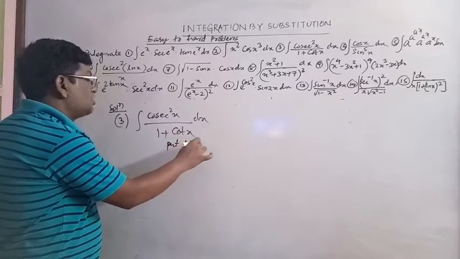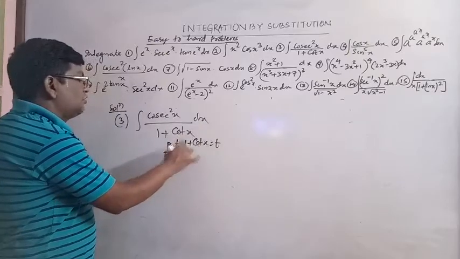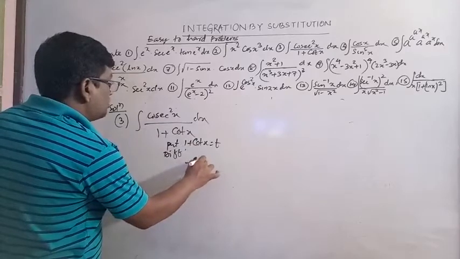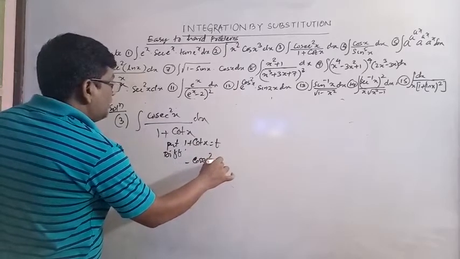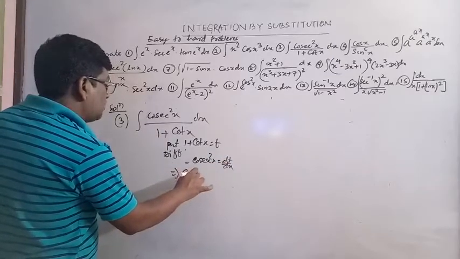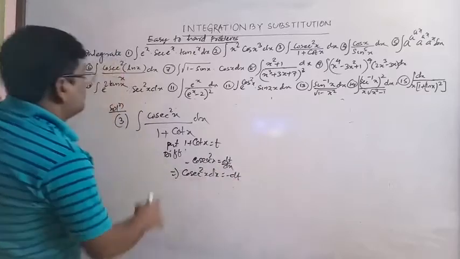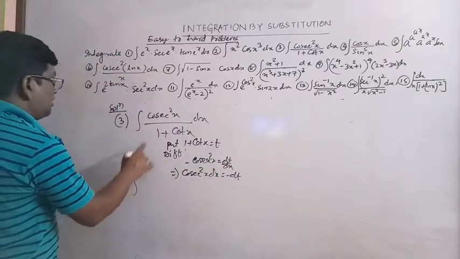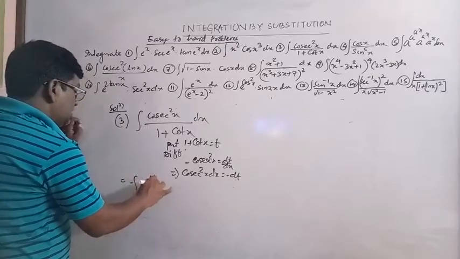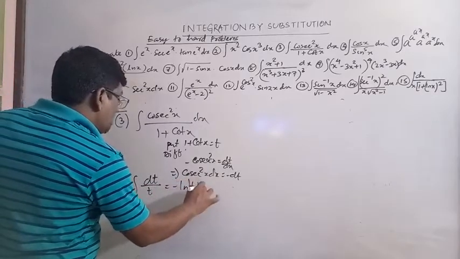Put 1 plus cot x is equal to t. Differentiate. The derivative of 1 is 0 and the derivative of cot x is minus cosec square x, so minus cosec square x dx is equal to dt. So cosec square x dx is equal to minus dt. So this is equal to minus, taking the minus common, integral of dt by t. So this is equal to minus log t plus c.